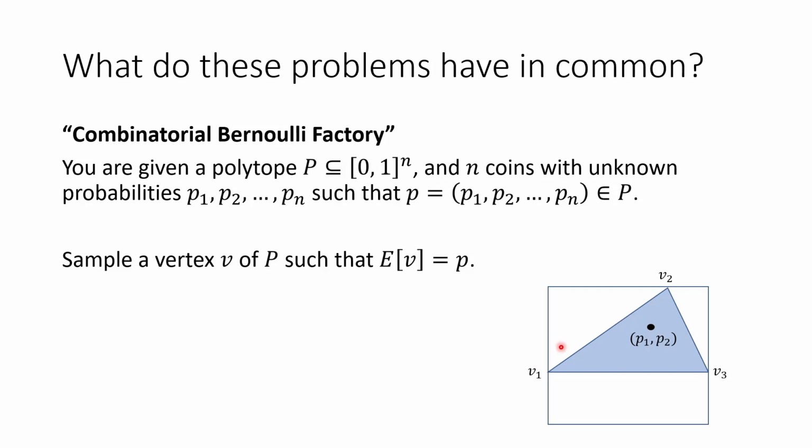And your goal is to sample a vertex of this polytope such that the expected value of the vertex you sample is equal to p. So for example, the expected value of the x coordinate of the vertex you sample should be equal to p1, the expected value of the y coordinate you sample should be equal to p2. And it turns out that all the three problems I just mentioned fall under this framework.